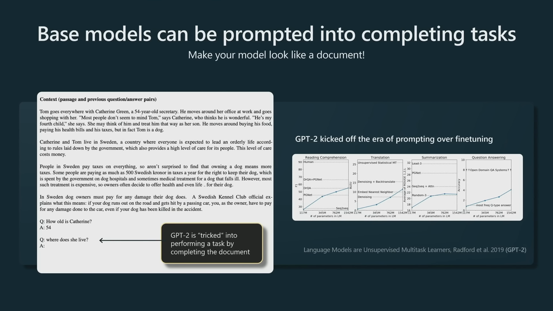And then we do Q. And then as the transformer is trying to complete the document, it's actually answering our question. And so this is an example of prompt engineering a base model, making it believe that it's imitating a document and getting it to perform a task. And so this kicked off, I think, the era of prompting over fine-tuning, and seeing that this actually can work extremely well on a lot of problems, even without training any neural networks, fine-tuning, or so on.